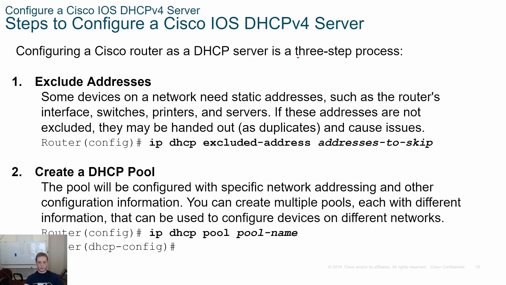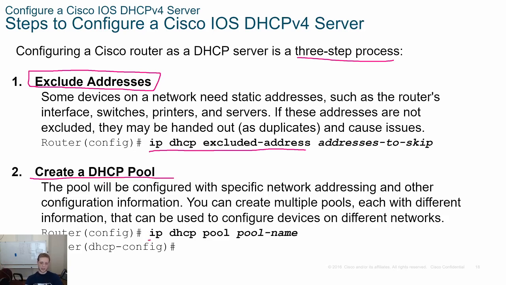So we really have a three-step process here. First, we're going to exclude addresses. And this is important to do first because you don't want to hand out an address and then exclude it later. You'll end up with just a mess on your hands. So the first thing we want to do is use this command, ip dhcp excluded-address, and then whatever addresses you want to skip. Then we'll create a pool.